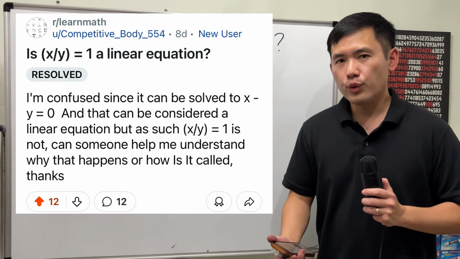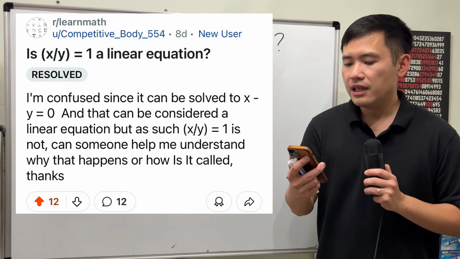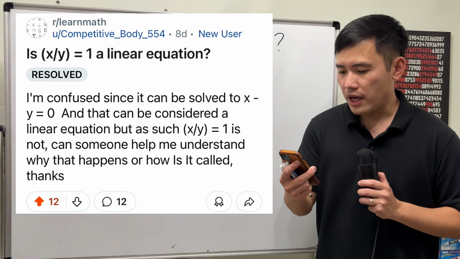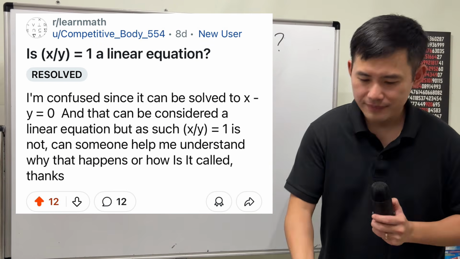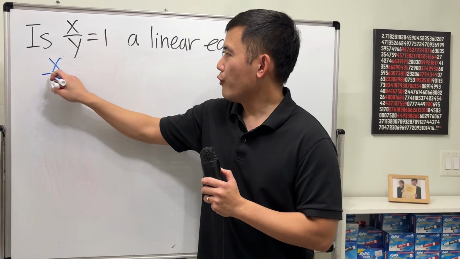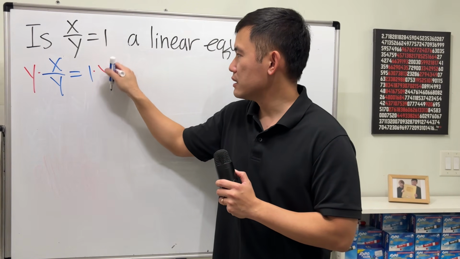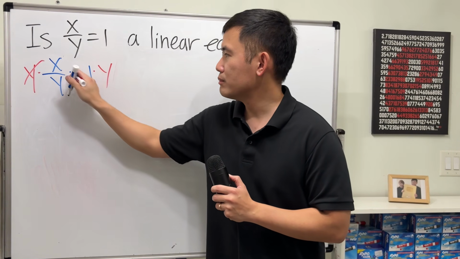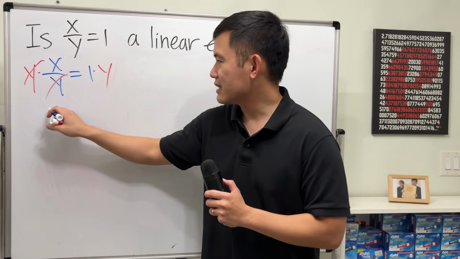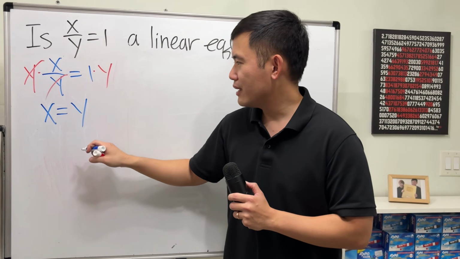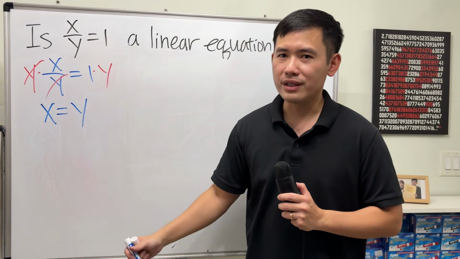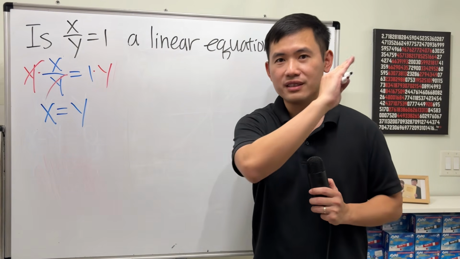This is a pretty interesting question from Reddit. It says, is x over y equals 1 a linear equation? If we start with x over y being equal to 1 and multiply y to both sides, cancel, and we get x is equal to y, which is the same as y is equal to x. And if you graph that, we just get something like this, right?